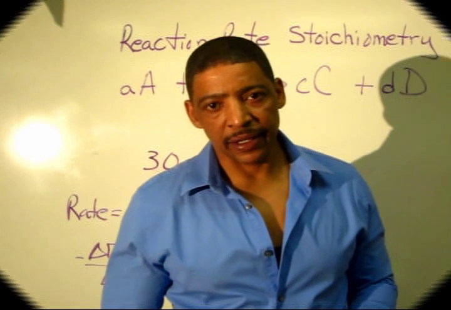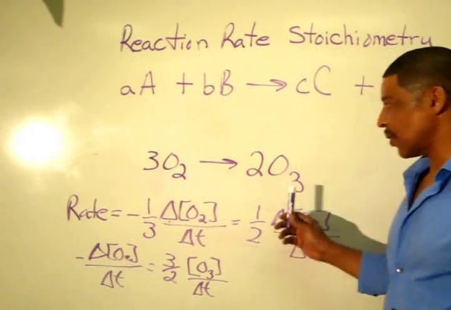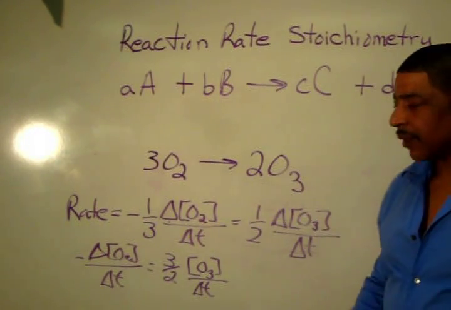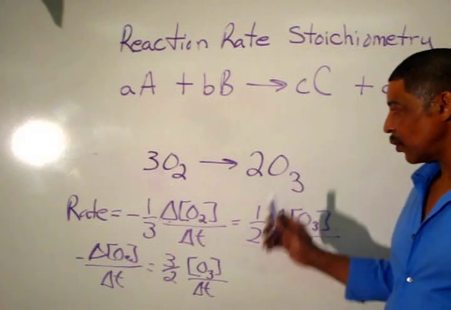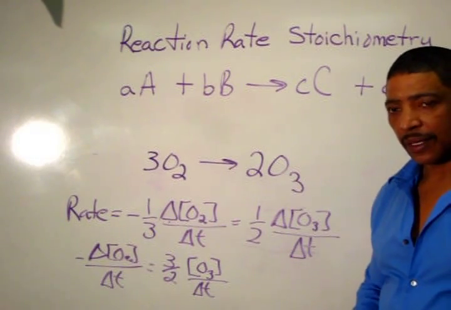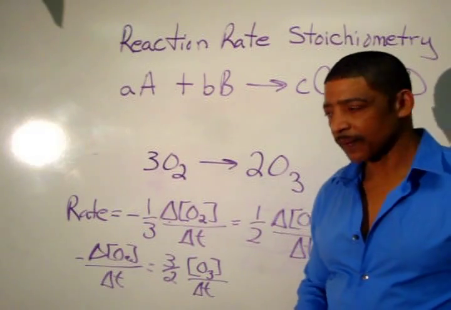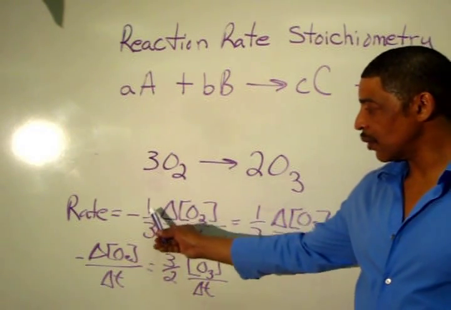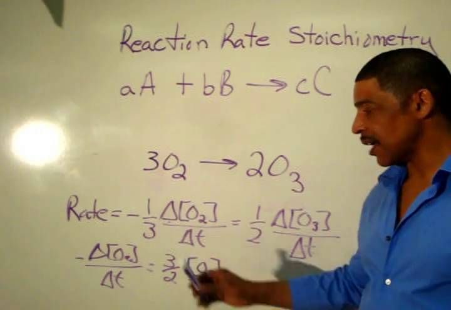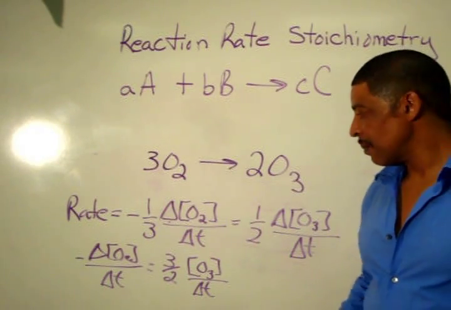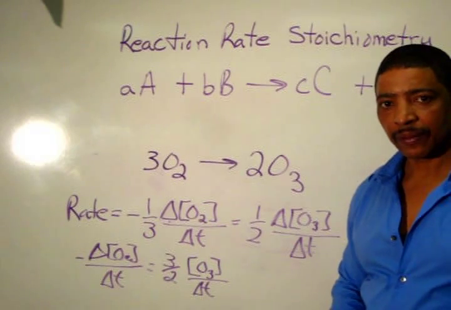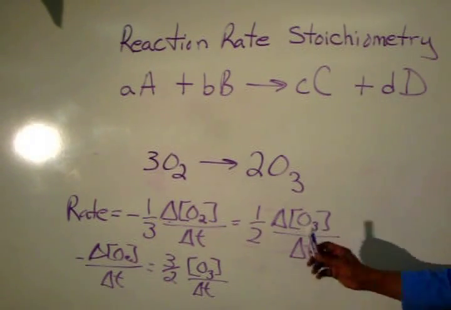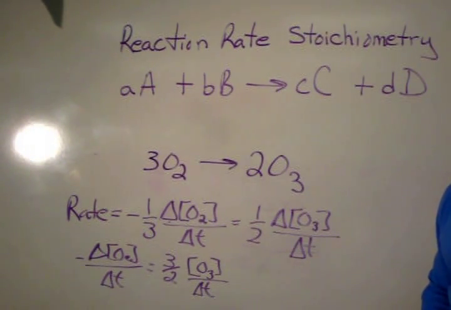As a practical application, let's consider the formation of ozone from oxygen gas. In this balanced equation, 3 moles of oxygen gas will produce 2 moles of ozone. The rate of this reaction may be written as follows. Rate is equal to negative 1 over 3 times the change in concentration of oxygen gas divided by the change in time, which is equal to 1/2 times the change in concentration of ozone divided by the change in time.